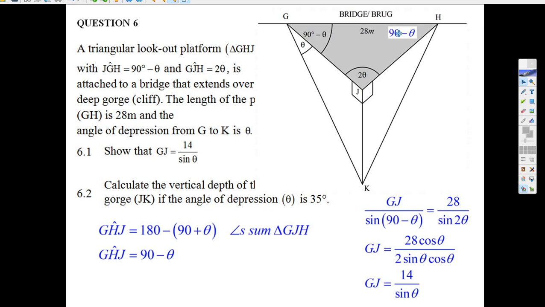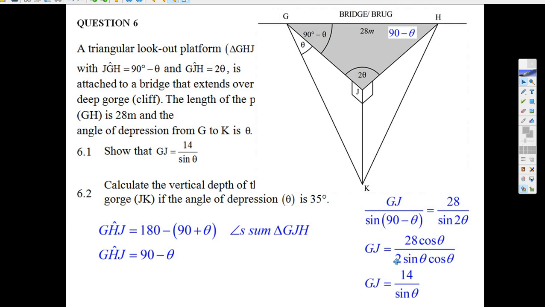Well, now it's time to use the law of sines. We go GJ over the sine of 90 minus theta, the way 28 goes with the sine of 2 theta. And that's your big idea. And yeah, I did say make sure you mention that when you make this statement about the angles in a triangle, give the reason.